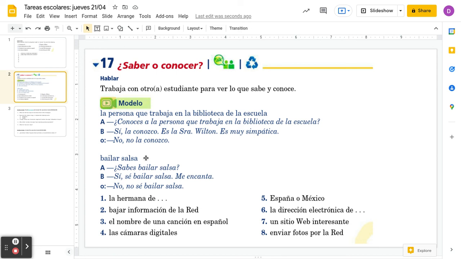Okay? Here is an example with saber. ¿Sabes bailar salsa? Sí, sé bailar salsa, me encanta. Or no, no sé bailar salsa. All right, so again, either you know how to dance salsa or you don't know how to dance salsa, but your partner will either answer in the affirmative or the negative to your question.